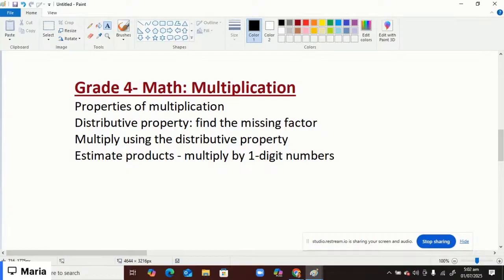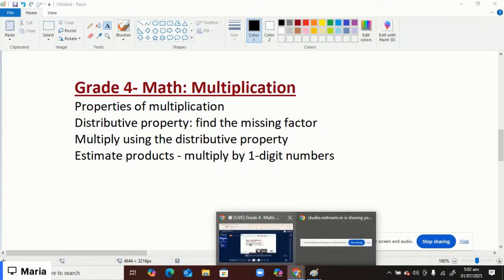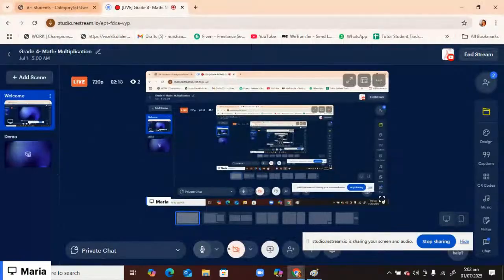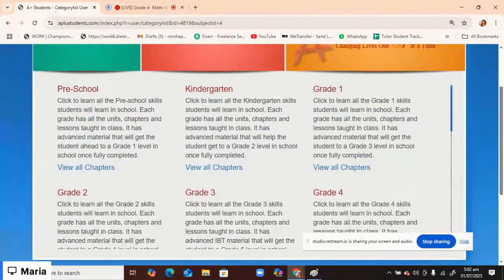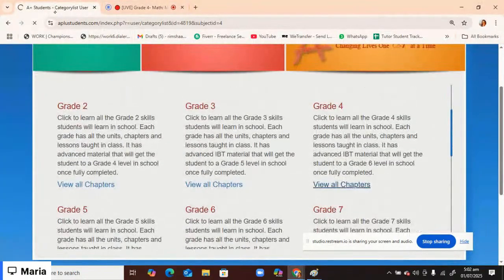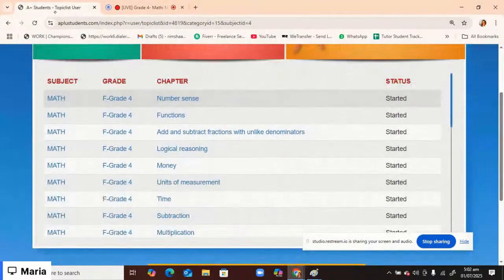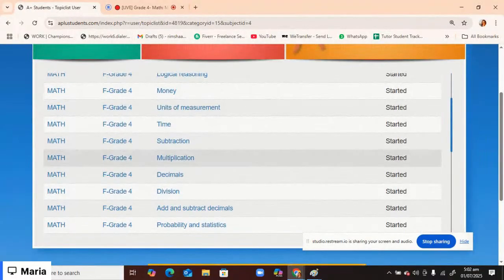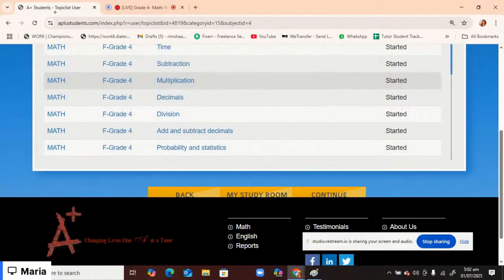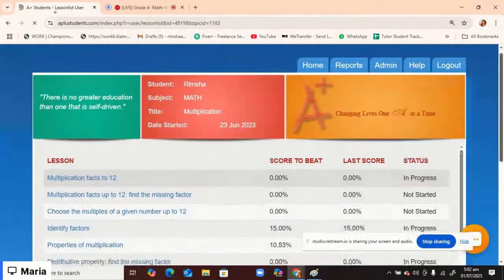You can find all the lessons on aplusstudent.com. You have to log in using the email and the password provided by the administrator. Go to the subject app, select maths from there. Scroll down to grade 4, view all chapters. Here is the list of the chapters. So we are on the chapter multiplication. Click over there and then the lesson.